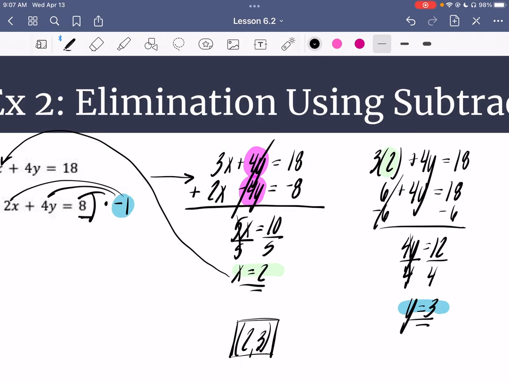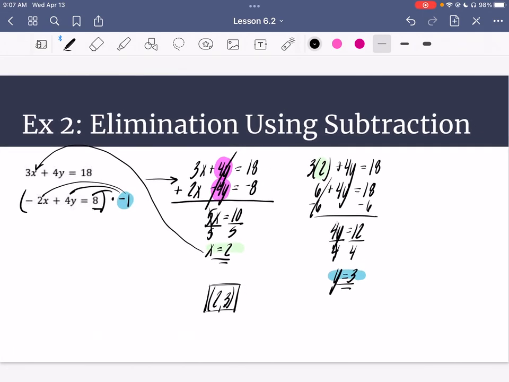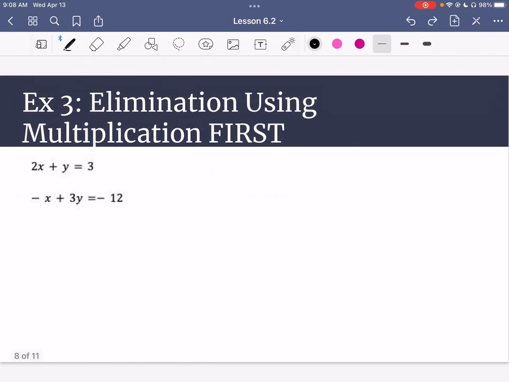So again, the only difference here that we did with the original setup was we had to multiply one of the equations by a negative 1 first so that we would have our variables eliminate by being opposite signs.